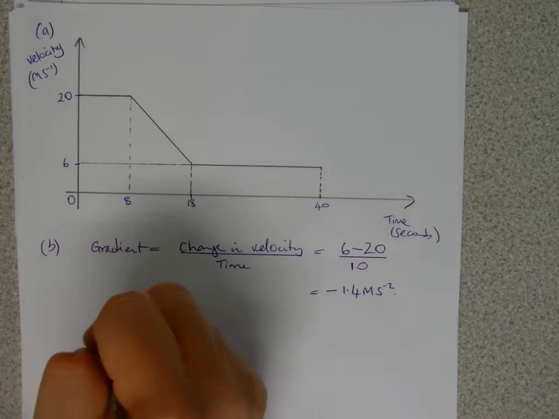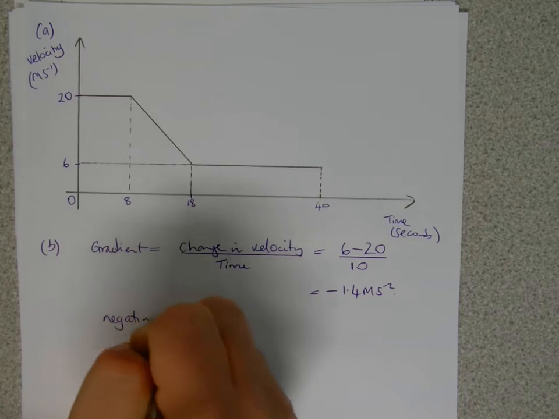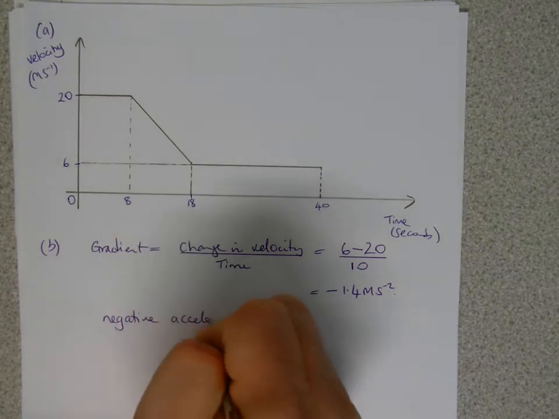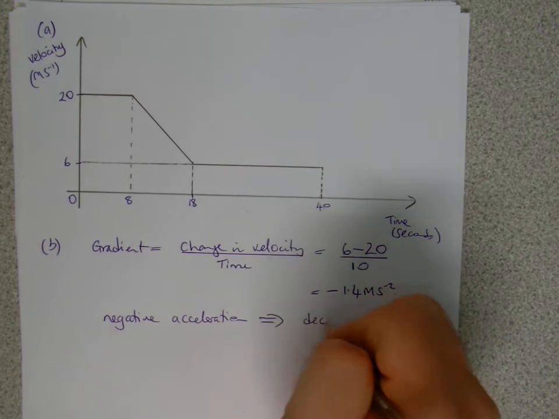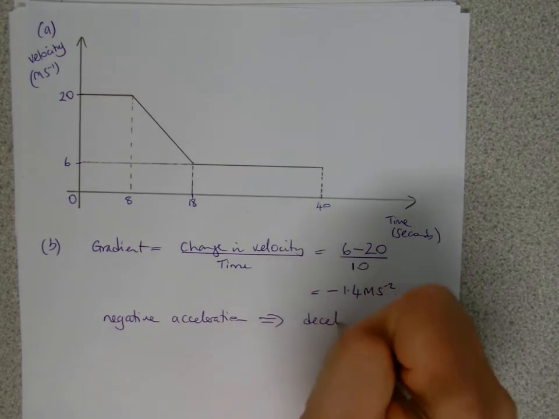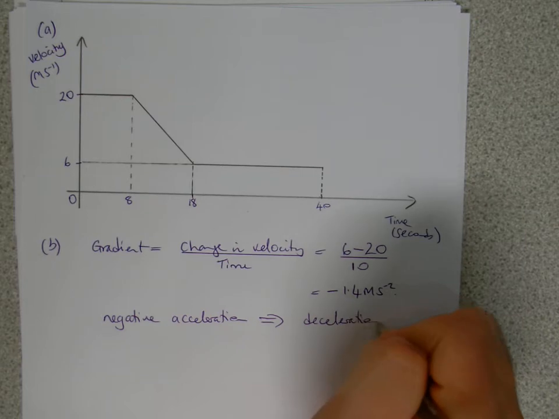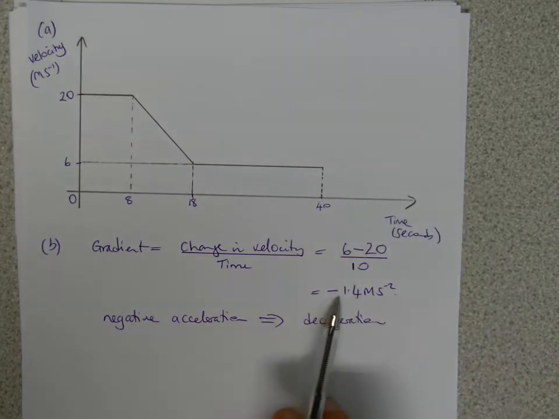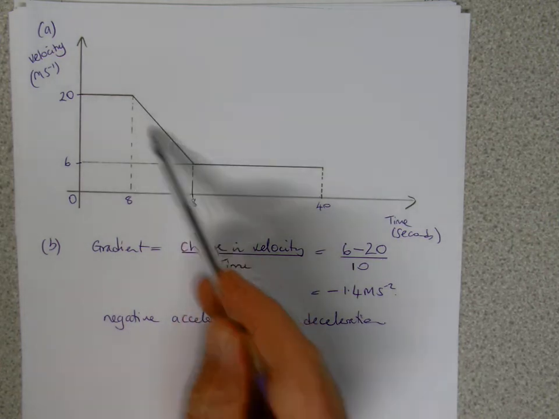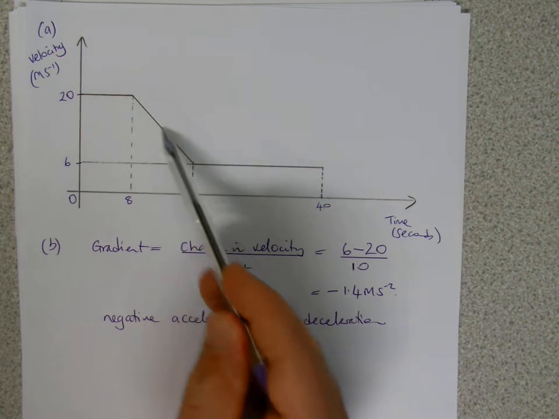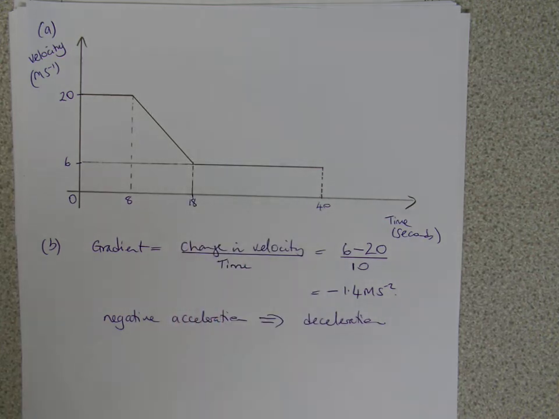So remember that, right? Negative acceleration means that actually we've got deceleration. Yeah, it's slowing down. Whenever you get a negative answer out, we call it deceleration instead. And you should know that anyway, because you can see it's sloping downwards, so it's a negative gradient.